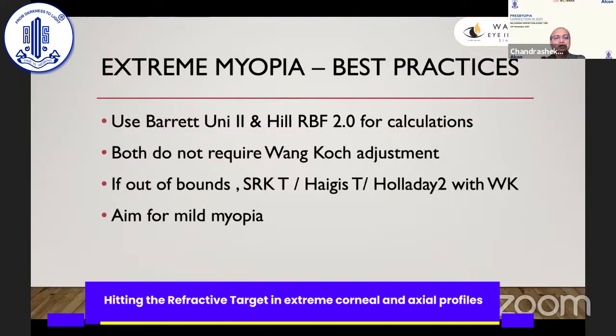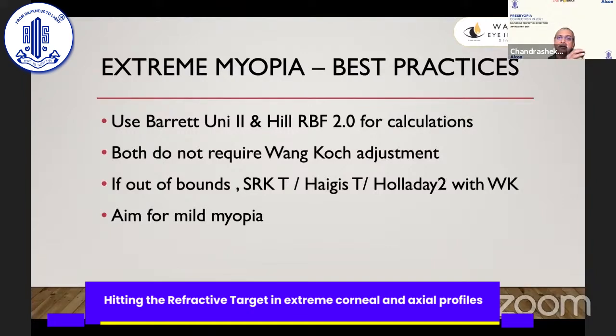Now, best practices use Barrett Universal 2 and Hill RBF for calculations. Both do not require Wavikar adjustment. I would like to mention something about Barrett Universal 2. Why the word universal? Minus power lenses have thick edges and are thin in the center, and they sit differently in the eye as compared to normal lenses, and they behave differently.